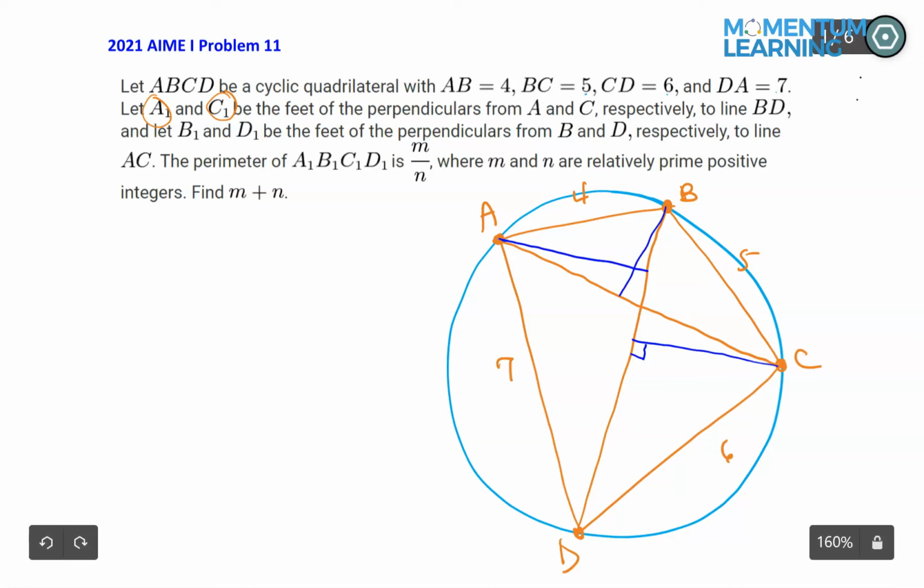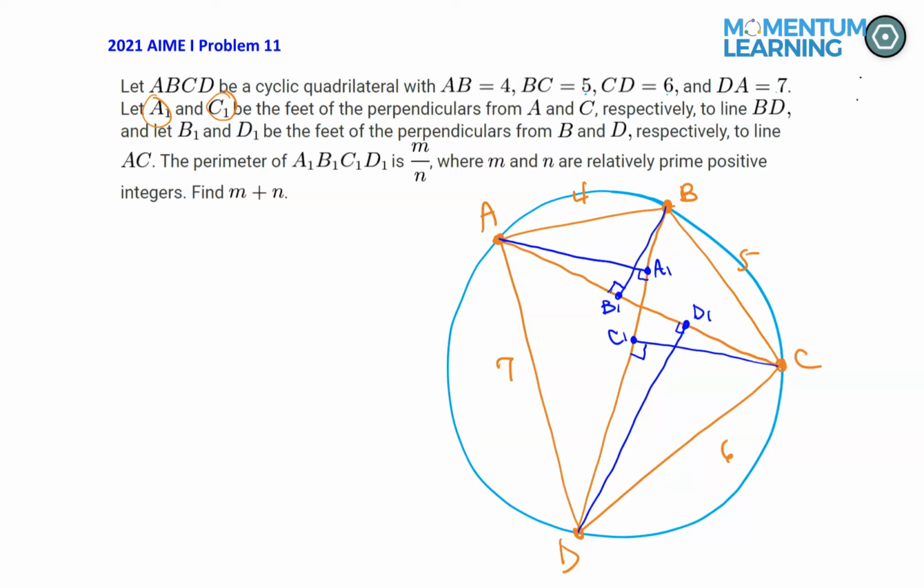Let me mark that. So pretend this is 90 degrees and there's another 90 degree right here. So this is A1, that's B1, C1, and we also have a D1, something like that. The question says we need to find the perimeter of A1, B1, C1, and D1.